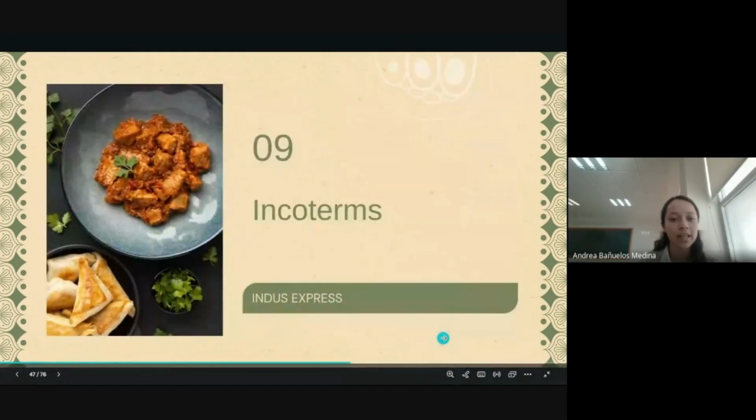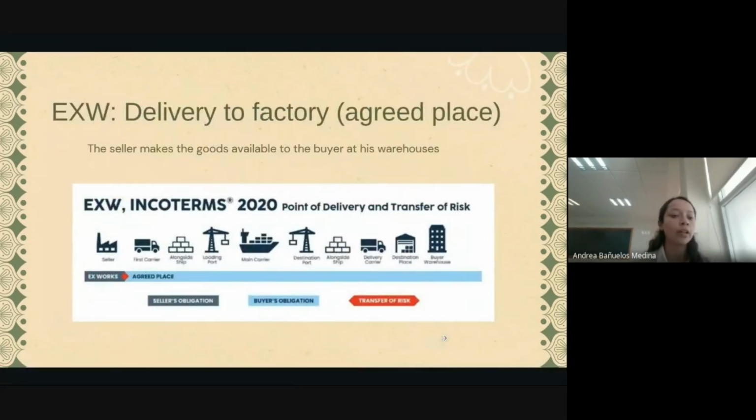Can you change, please? Well, the Incoterm that we are going to use is EXW, Ex Works, agreed place. This shows that all the responsibility is the seller's, but all the risk is the buyer's. And delivery ex works is basically the seller makes the goods available to the buyer at their premises.